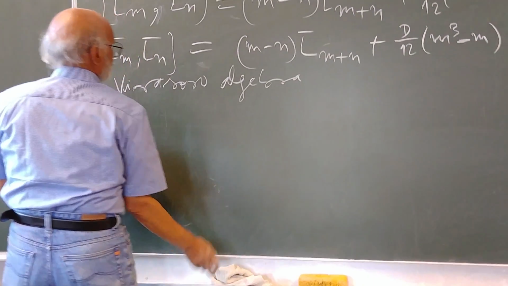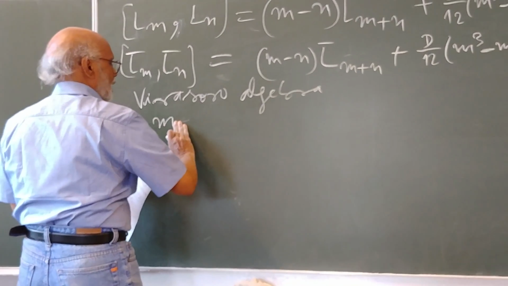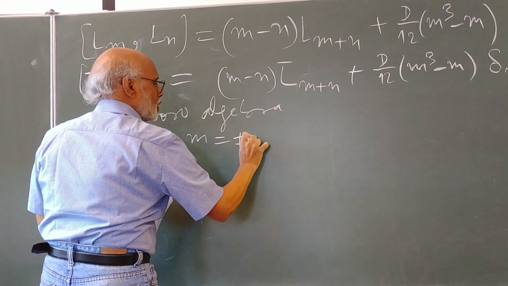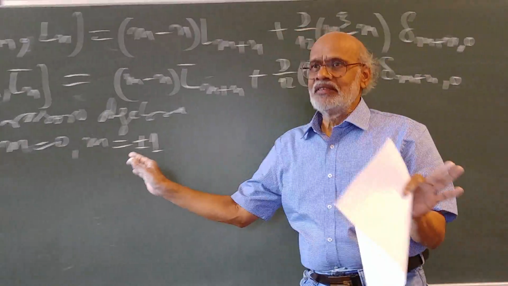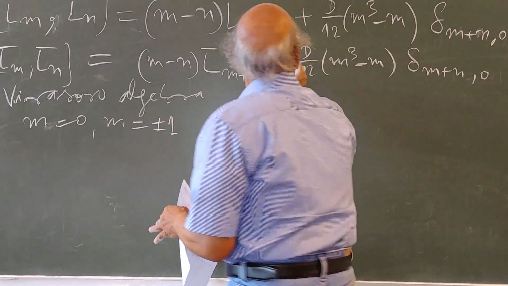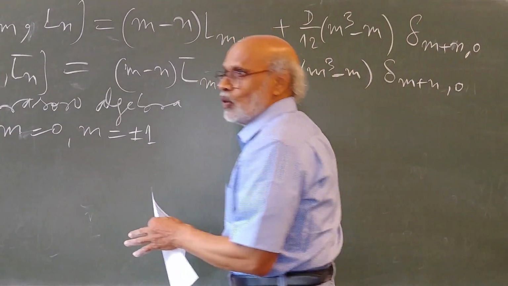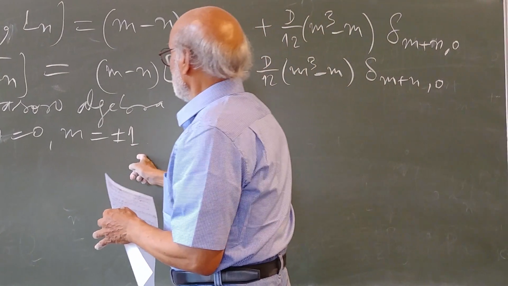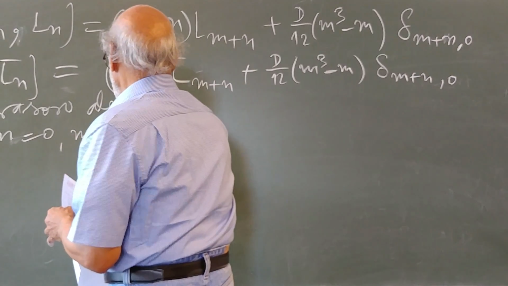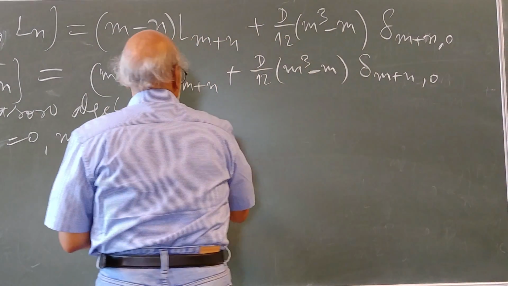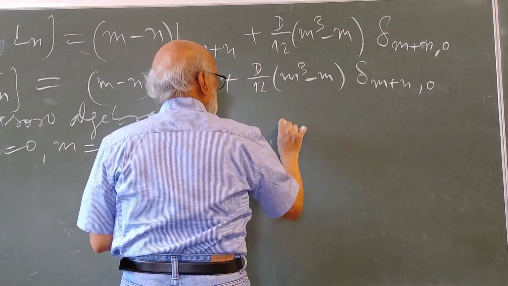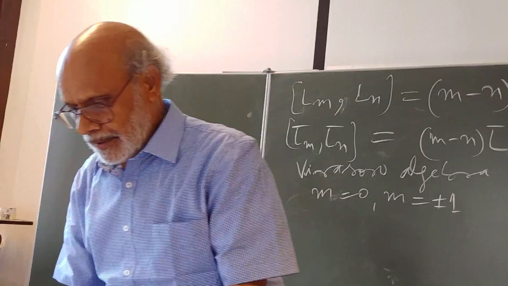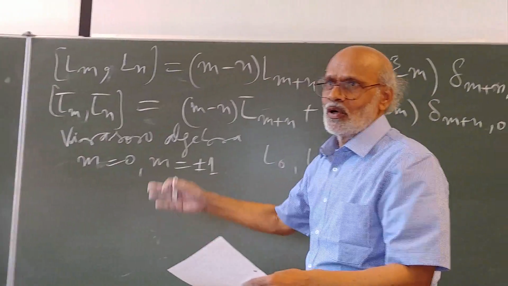So actually this is for m equal to 0 and m equal to plus or minus 1. This is a very special class, because for these the so-called central extension term would drop out, and what happens is that L0, L plus 1 and L minus 1 form a closed subalgebra. Okay. But I would not go beyond this.